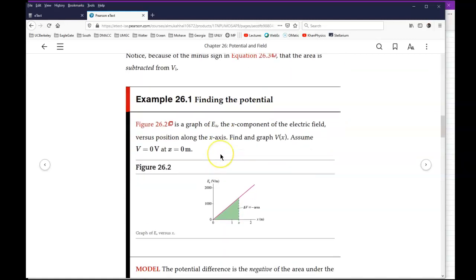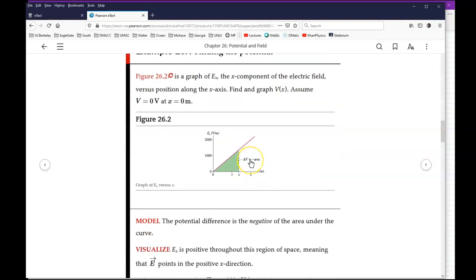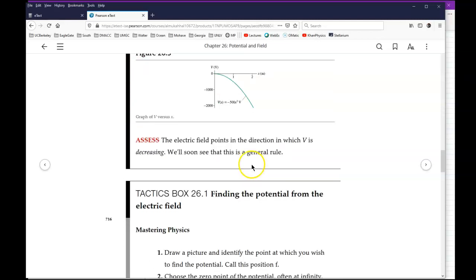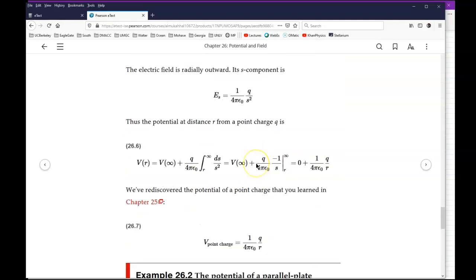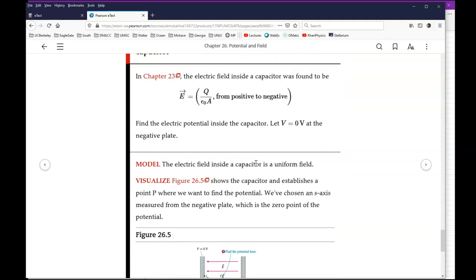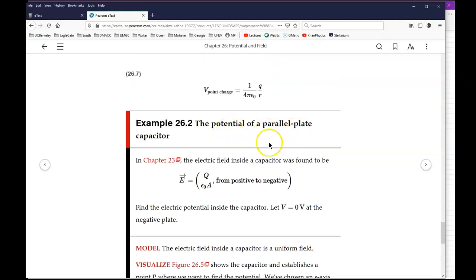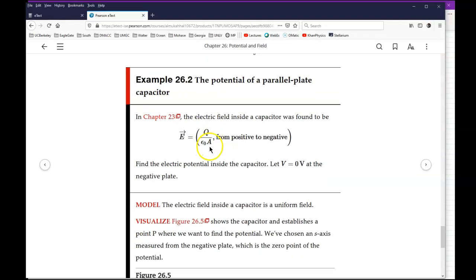26.1, finding the potential. It says the potential of a parallel plate capacitor. We're going to talk about capacitors in a minute. But let's assume, as he said in chapter 23, the electric field inside a capacitor was found to be that. You remember that, right? Remember when we used Gauss' law to find this relationship? Find the electric potential inside the capacitor, given that this is the electric field.